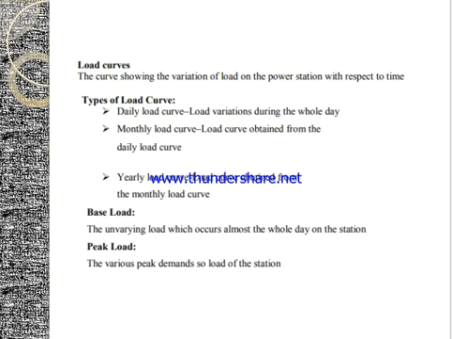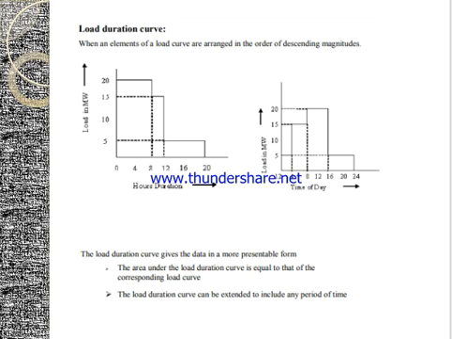Well, considering the base load, the unvarying load which occurs almost the whole day on the station is known as base load. The peak loads are due to the peak demands required by the consumers on the station. So this is what is called the load duration curve. When the elements of the load curve are arranged in the order of descending magnitudes, we get a load duration curve. The area under the load duration curve is equal to that of the corresponding load curve. The area is the same because we are just reordering it.